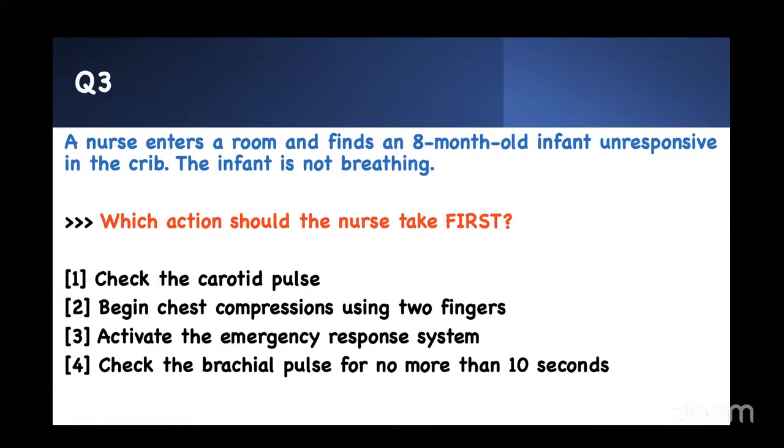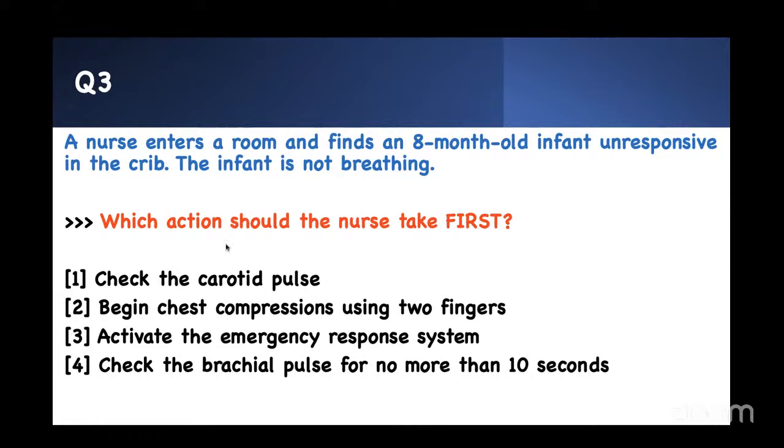Should you check a carotid pulse, begin chest compressions using 2 fingers, activate the emergency response system, or check the brachial pulse for no more than 10 seconds? What do you want to do? What do you think? This is prioritization. This is how they trap you. You have to go through your ACLS, BLS protocol at the back of your mind. 8-month-old, unresponsive, not breathing. What do you want to do?